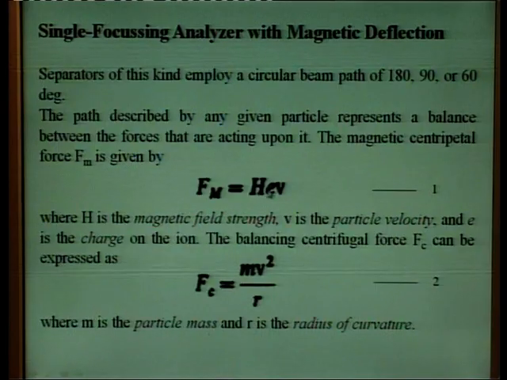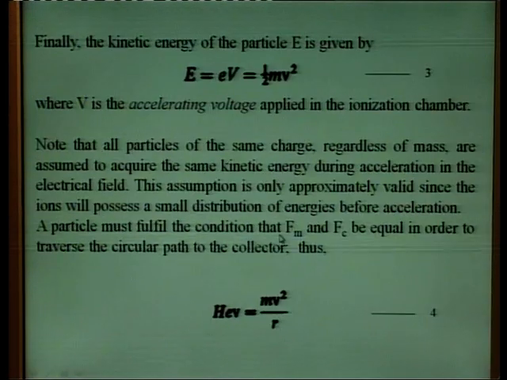It is given by Fm = HeV, where H is the magnetic field strength, V is the particle velocity, and e is the charge on the ion. And the balancing centrifugal force, which is Fc, is given by Fc = mv square over r, whereas m is the particle mass and r is the radius of curvature.